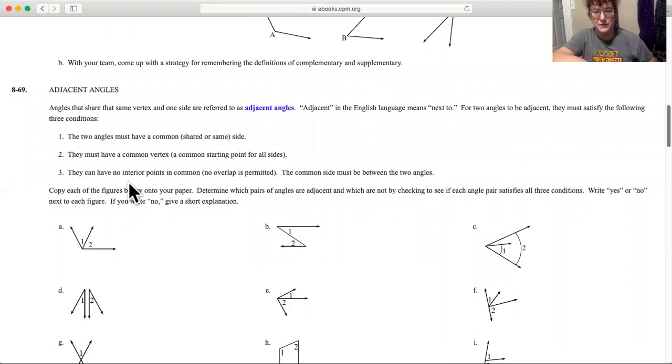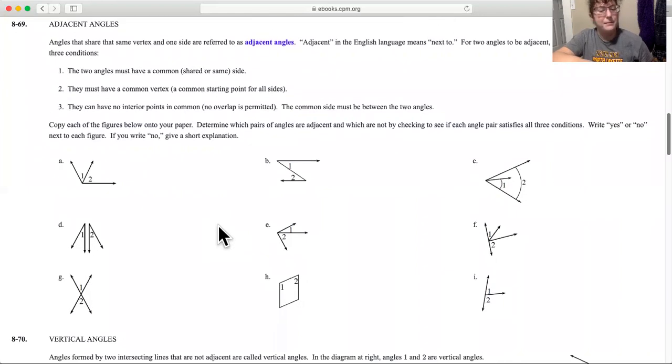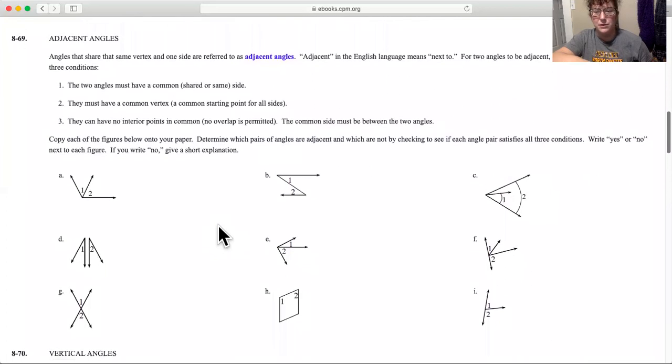It says copy each of the figures below, determine which pairs of angles are adjacent and which are not by checking to see if the angle pair satisfies the three conditions. Right, yes or no? You don't have to draw these if you don't want to. I'm not going to require that of you. There's no way that you would get them all 100% accurate, so you just write yes or no. Okay, if you write no, give a short explanation. So if I see no, but no explanation, then I'm not gonna be happy with your response. You gotta explain why.